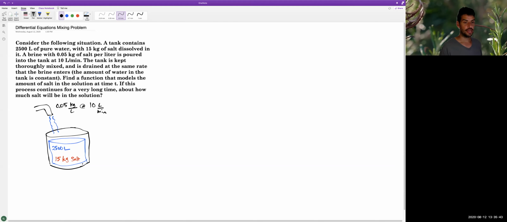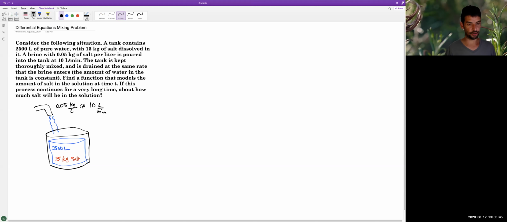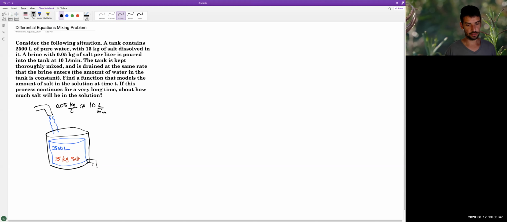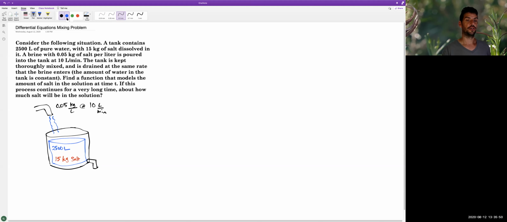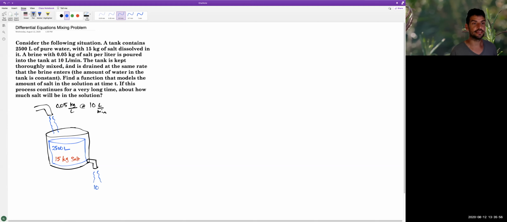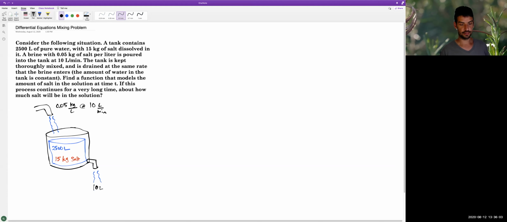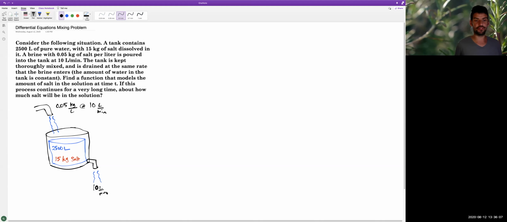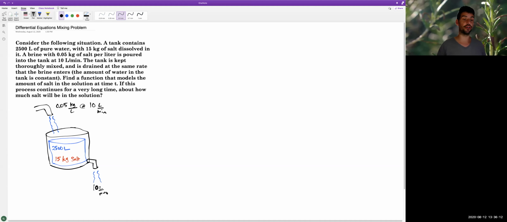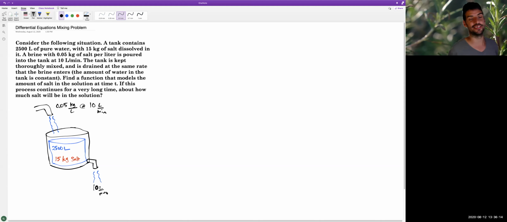right? And then there's also an outflow of thoroughly mixed water coming out at, let's be consistent, let's use black for that, 10 liters per minute, right? So a couple of things to understand. First of all, notice 10 liters in, 10 liters out. The amount of water in this tank is going to stay constant.